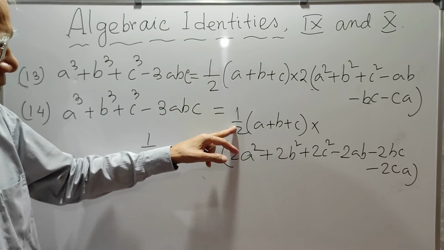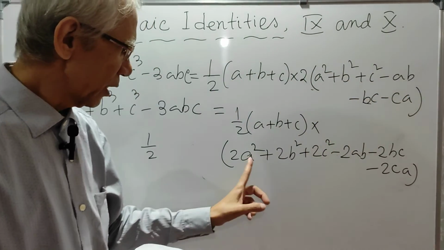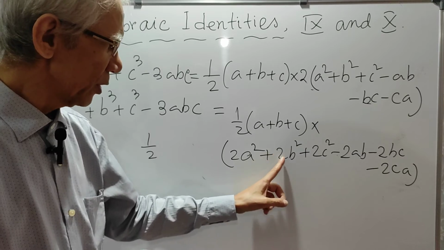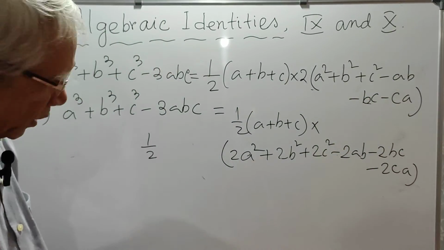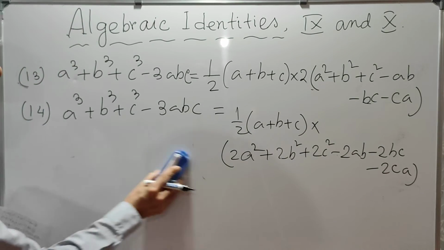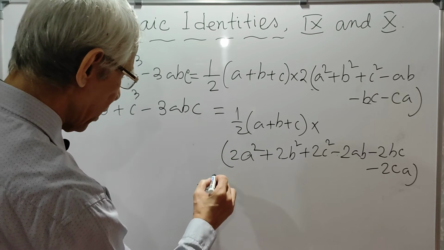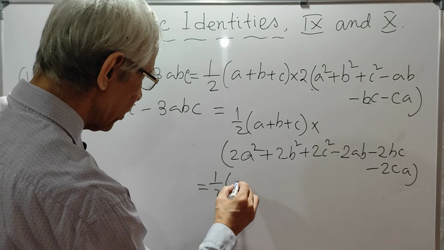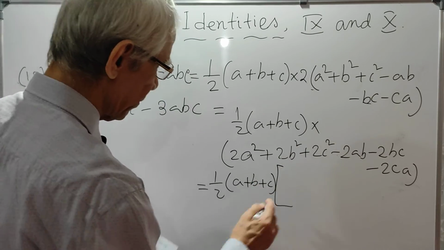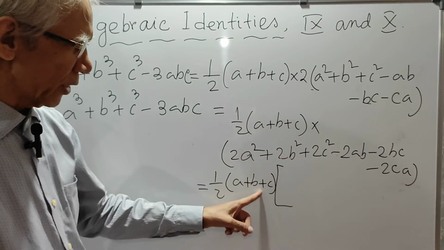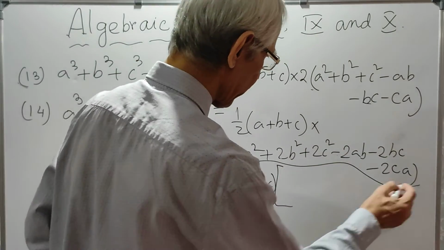Now half, then a plus b plus c into, now multiplied by 2, 2 goes inside: 2a square plus 2b square plus 2c square minus 2ab minus 2bc minus 2ca. Further we can simplify. So this is equal to half a plus b plus c, this part will remain the same, into, now see what we get from this part.